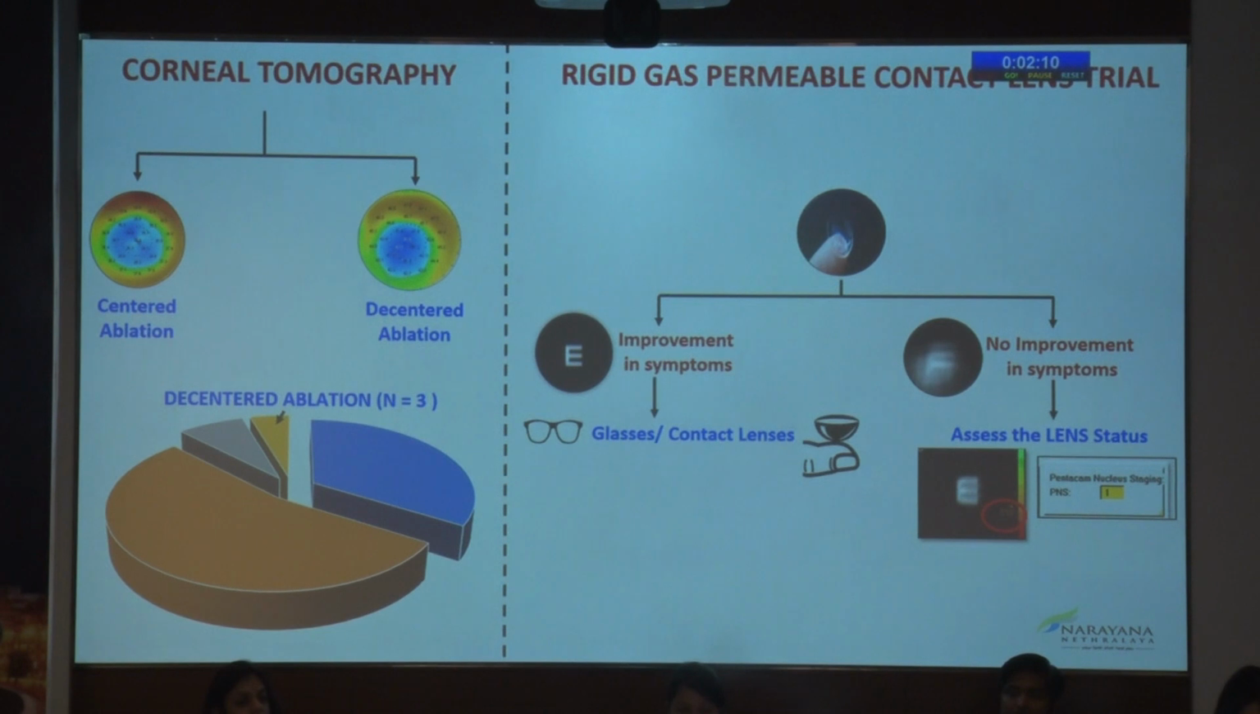Ask the patient to continue with the glasses or contact lens. Do not be trigger happy to recorrect the patient. Check your residual stromal bed. If there's no improvement of symptoms, we can check what is happening internally.